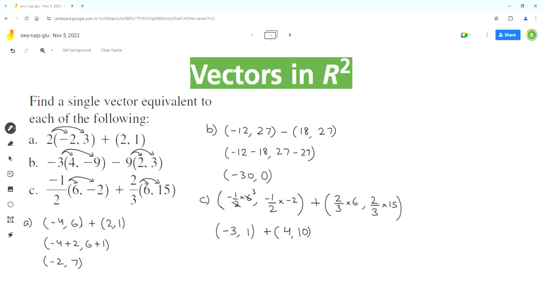Now we can add these vectors. So we'll add their x components and y components. So negative 3 plus 4 is 1 and 1 plus 10 is 11. So this should be the final answer for part C. So these are the steps you have to keep in mind to solve a problem like this one.